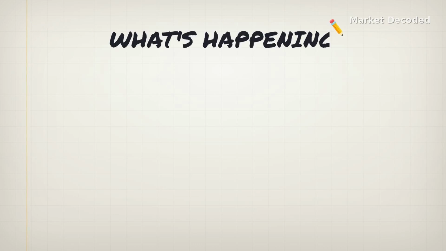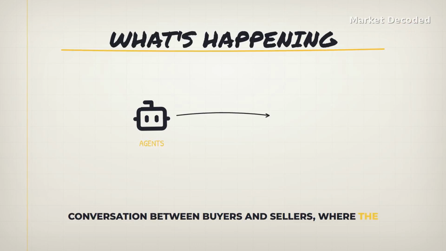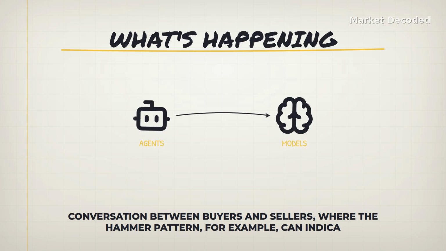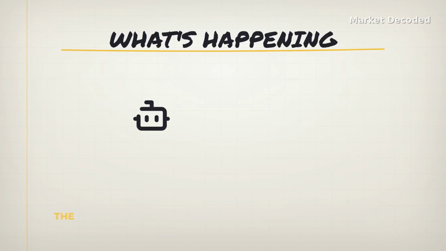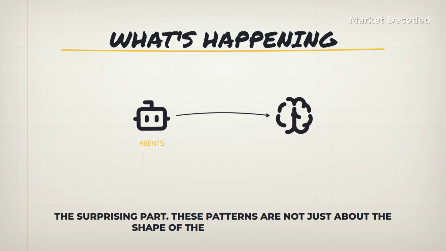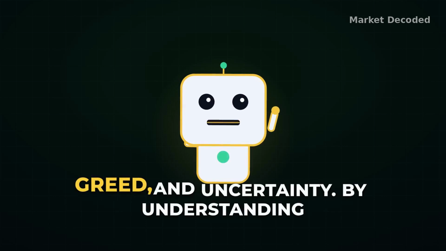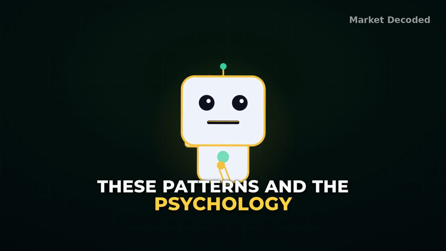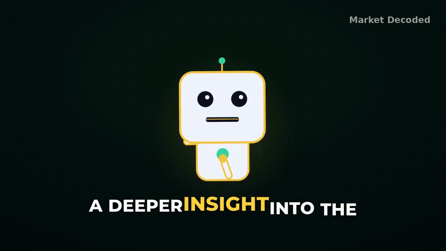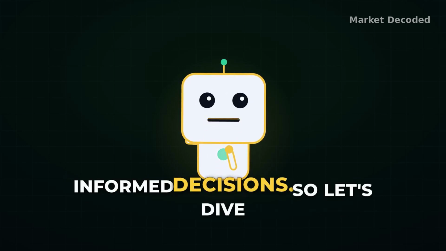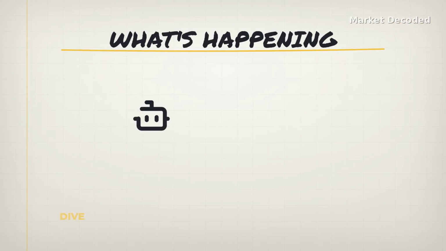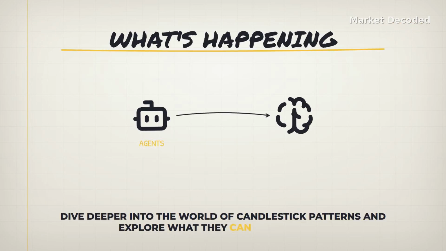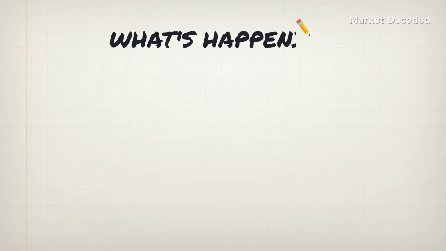Think of it like a conversation between buyers and sellers, where the hammer pattern, for example, can indicate that buyers are starting to gain control, pushing the price back up after a decline. And here's the surprising part: these patterns are not just about the shape of the candle, but about the story they tell about the market's participants and their emotions, such as fear, greed, and uncertainty. By understanding these patterns and the psychology behind them, we can gain a deeper insight into the market's dynamics and make more informed decisions. So, let's dive deeper into the world of candlestick patterns and explore what they can really tell us about the markets. Vocabulary: trends, reversals, dynamics, psychology.